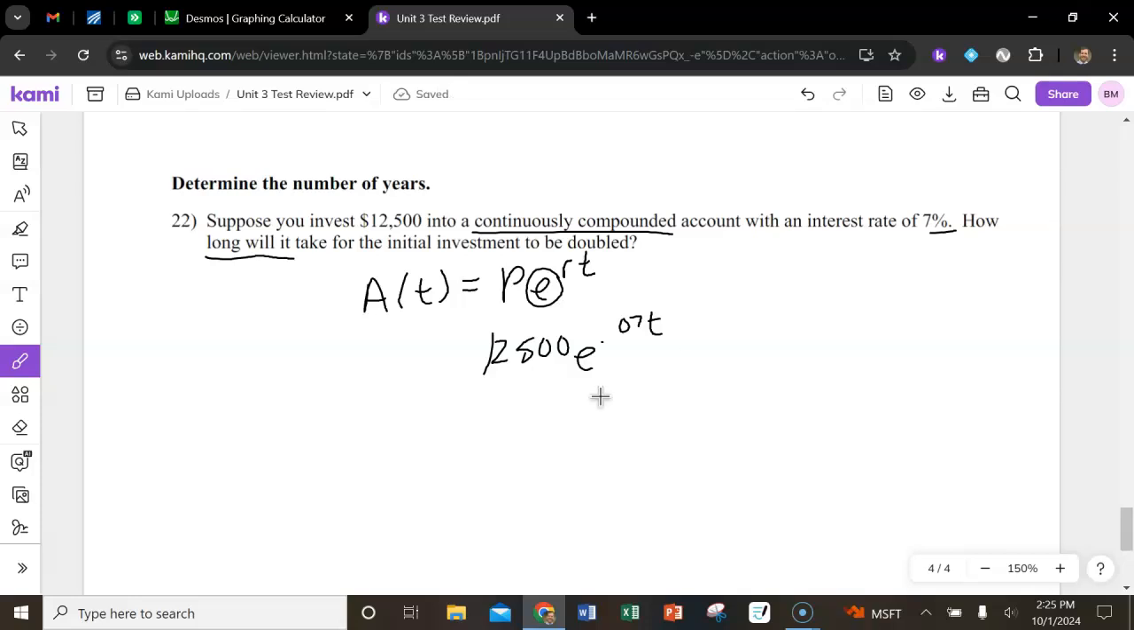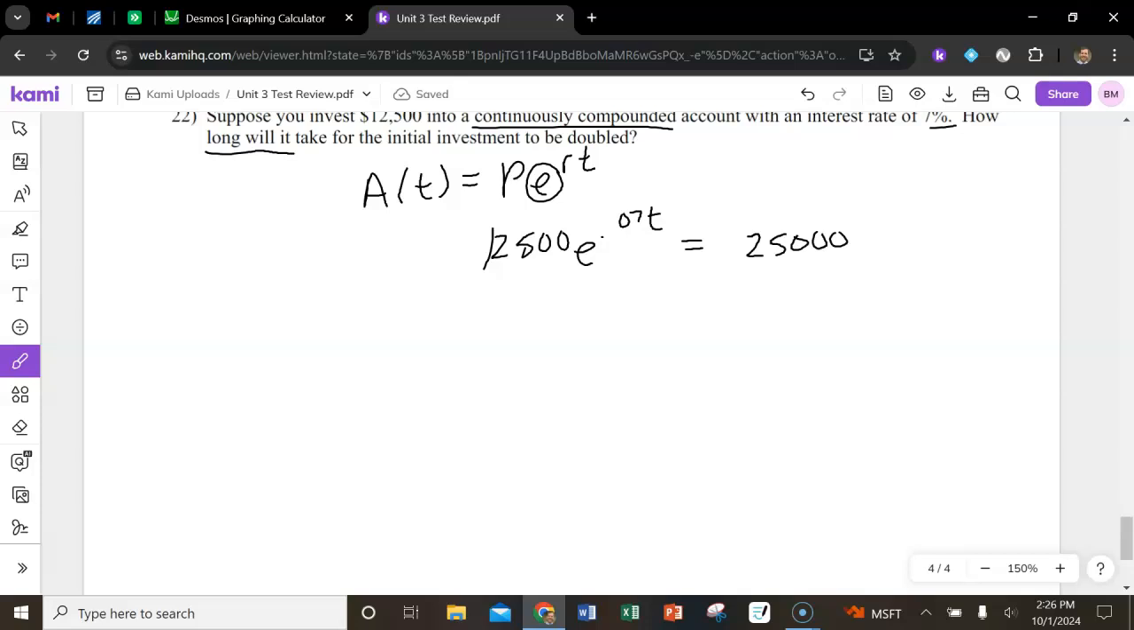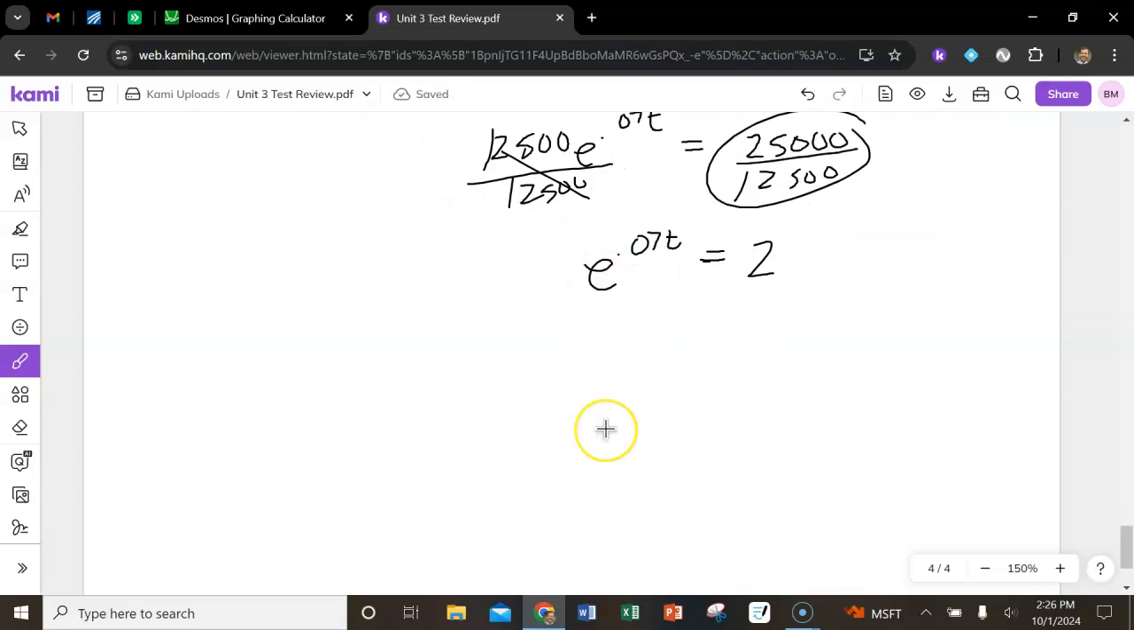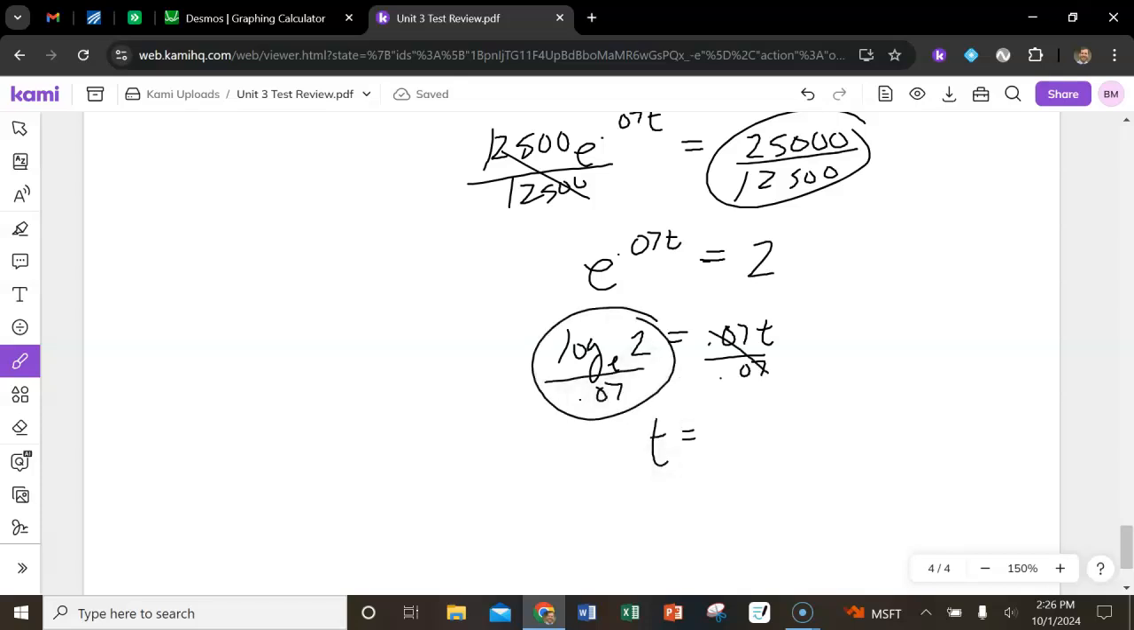We want our initial investment to be doubled, so we want this to equal twice the initial investment, which would be $25,000. So to solve this, we would divide by the 12,500. Shortcut here is that's going to be 2, and the reason I know that is because I wanted my investment to double, so it's going to be twice whatever we started with. It's an exponential equation, so I need to rewrite it in log form. So we're going to go log base e of 2 equals the exponent, which is 0.07t, and then we would divide by 0.07, and I could plug that in the calculator, and that would give me my time.